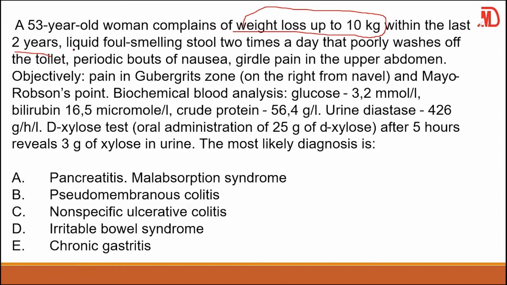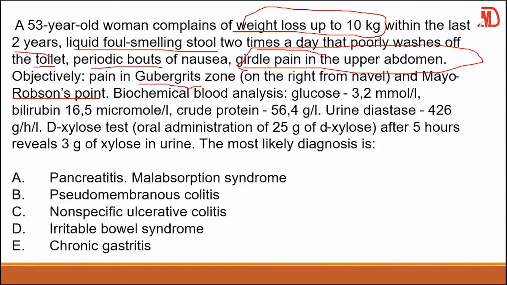Now, they said there's what? Liquid foul-smelling stool 2 times a day that poorly washes off the toilet, periodic bouts of nausea, girdle pain in the upper abdomen. Guys, look at that. Objectively, what can we find? We are having Gubergrit zones and Mayo-Robson point. Guys, when we talk about Mayo-Robson point, what disease comes to mind? We have discussed it countless number of times. Pancreatitis.